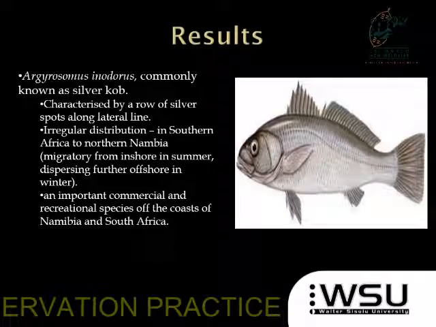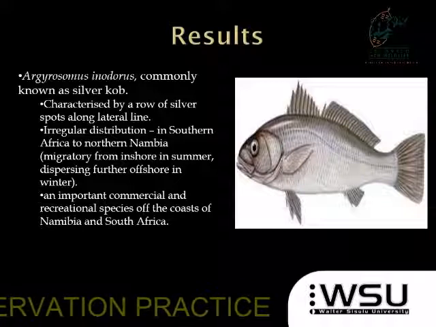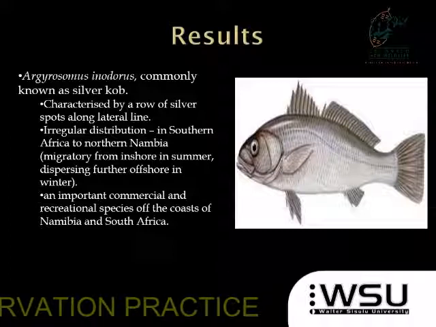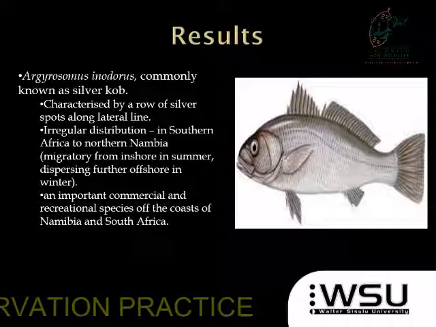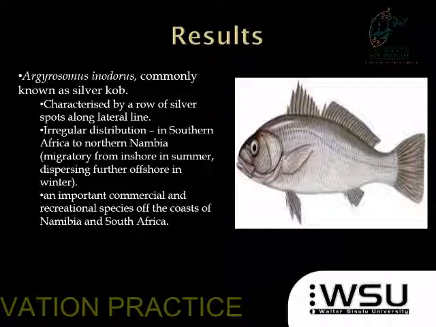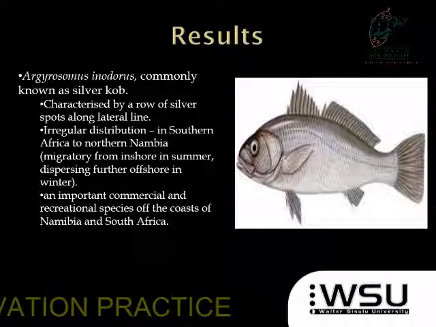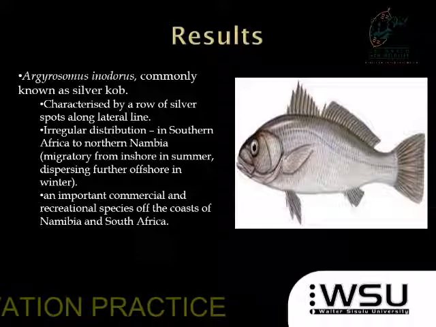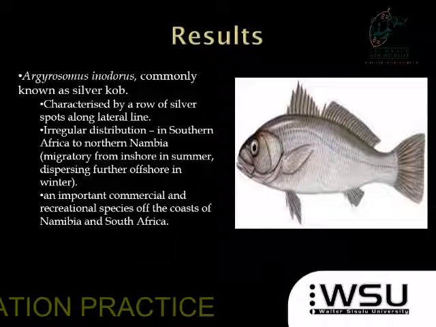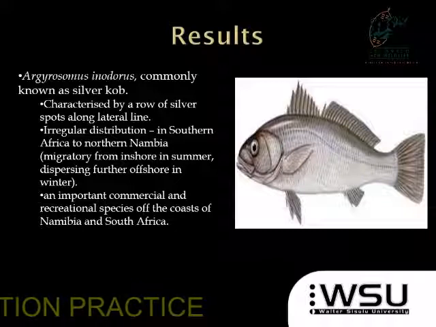My second baby, Idorosomus inodorus, which is also a lovely fish known as silver kob, is irregularly distributed in southern Africa, and it goes as far as northern Namibia. This fish is important to identify spawning sites for because it is known to have been exploited for over 150 years. So actually knowing where it spawns and its migratory routes might contribute to it being conserved.